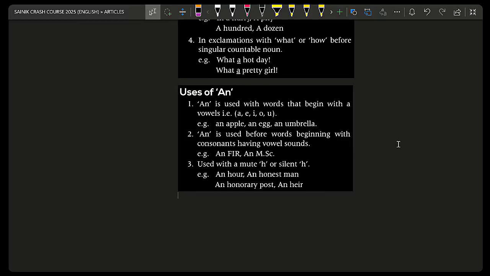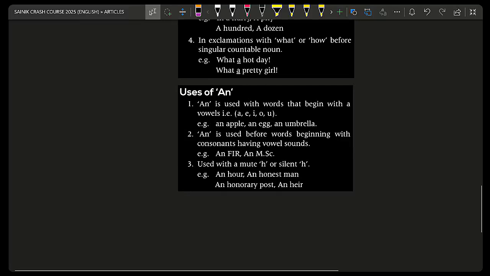And honest man: H is silent here. You should not say hon-est man, you should say onest man. H is silent. An honest man. And honorary post, H is silent here. An honorary post. Heir: you should not say hair, it is heir. Heir means something like, the king is there and his son is going to get the kingdom so he can rule; that is heir. So an heir. Next, after the uses of an, we are going to discuss the omission of articles.